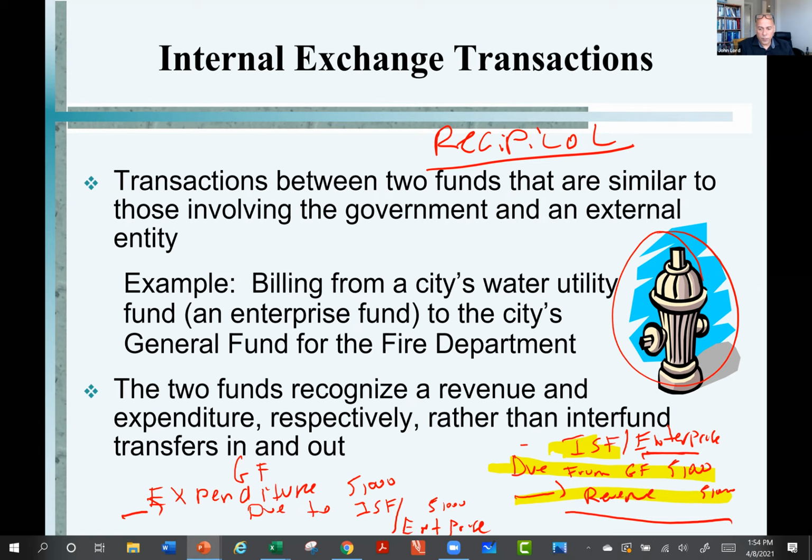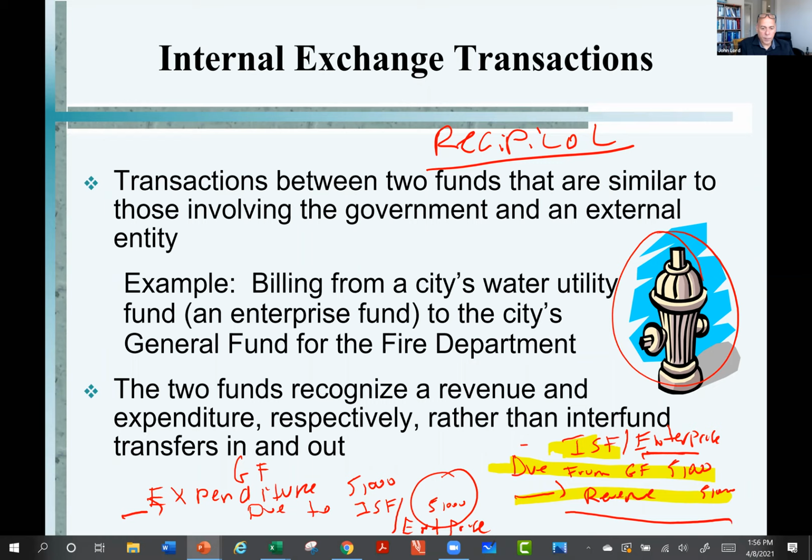Now, it could be that one of the governmental funds, say the general fund, is using the services or resources of the enterprise fund. And that's why I circled that fire hydrant here, because what happens if the fire department or something has to use water, right? Well, let's say there's a billing for that from the enterprise fund, okay? Then the general fund again would debit expenditure, but now they would credit due to the enterprise fund. And the enterprise fund now would be the one that would debit due from general fund and credit the revenue in the enterprise fund, because it is possible that the governmental funds could use services of the enterprise funds.